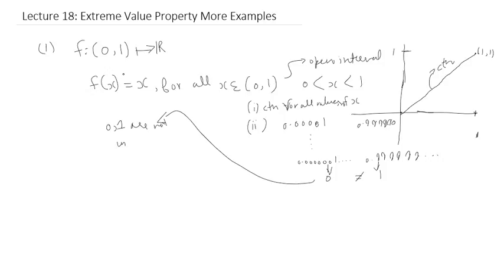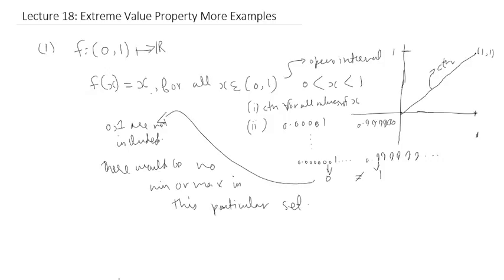If they were included, it would be a different story, because then we could say that 0 and 1 are. Now we can't, right? So let's just consider that. There would be no minimum or maximum in this particular set. Okay, that's just something you guys need to remember.